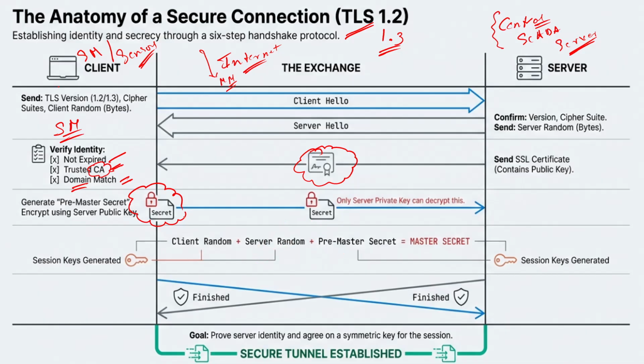Once everything is finished, the exchange of the keys will happen, the encryption will be done, and the secure tunnel will be established. So this is how we are securing the connections between the client and the server. Basically here, from the sensor to the server, and this will be through the internet.